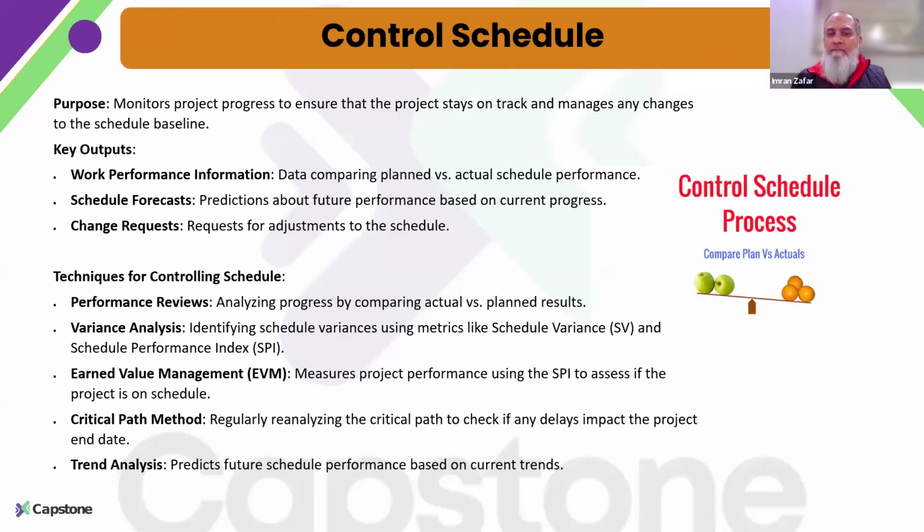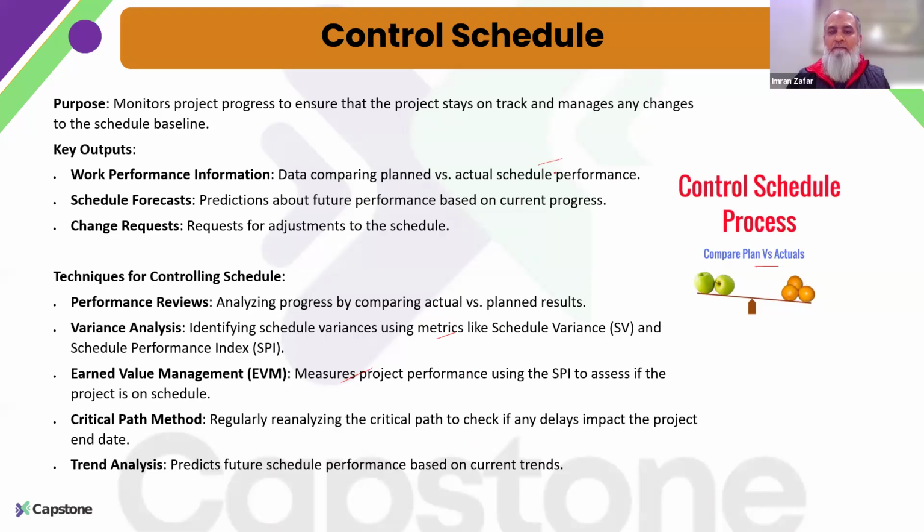And control schedule is simply doing the plan versus actuals, how we are performing based on the schedule that we have prepared. Are we doing as per plan, or are there any deviations? Based on that, we can do some rectification work if required. Earned value management is an important technique that we utilize. We will talk about this in the cost management topic in our next session. And this variance is also part of earned value management.